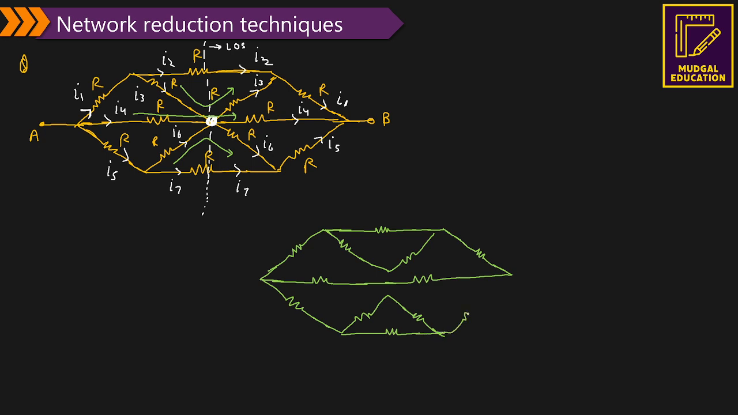Again, I'm not able to show you the video because of some technical glitch, but I hope my voice is able to explain the concept clearly. This is R, this is R, this is R, this is R, this is R, R, R, R, R, R. Now the question is easier to solve. Now you can solve this particular circuit because the circuit becomes so much simpler compared to earlier.